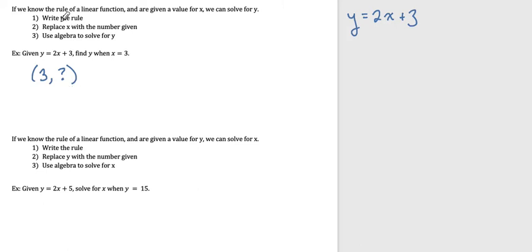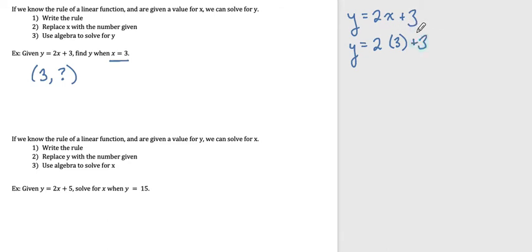So to do this, there are a couple of steps that we'll do. We write the rule, like we've done over here. We replace x with the number that's given. So here it says x is 3. So instead of writing x, we're going to write 3. Remember, this is multiplication. This is 2 times x, so it's 2 times 3. So y equals 2 times 3. I'm going to write my multiplication with brackets, but if you wanted to write it with a multiplication sign or a dot, that's okay too. But 2 times 3, and then we still have this plus 3 over here from our b value.